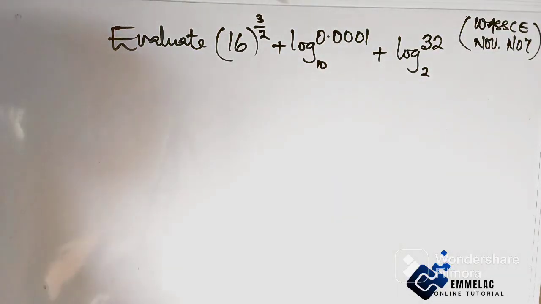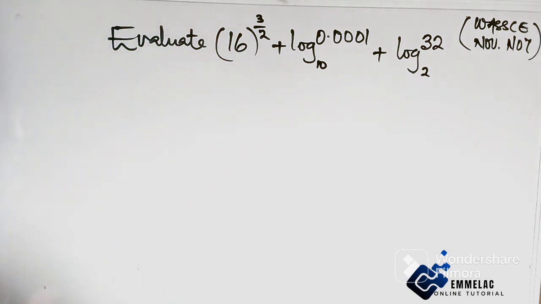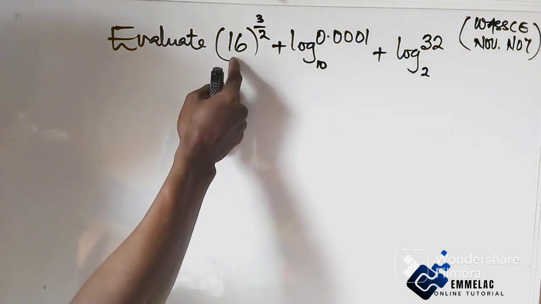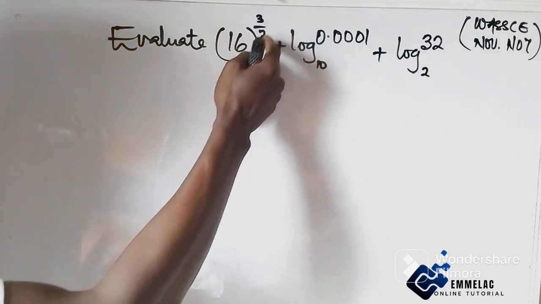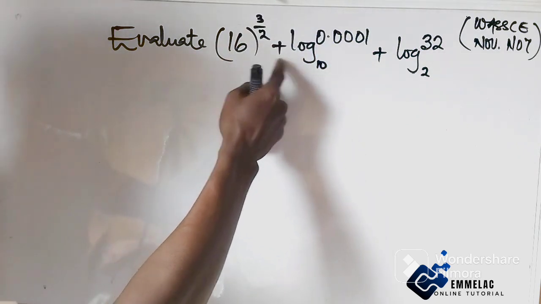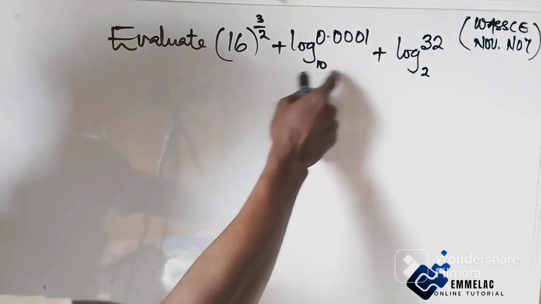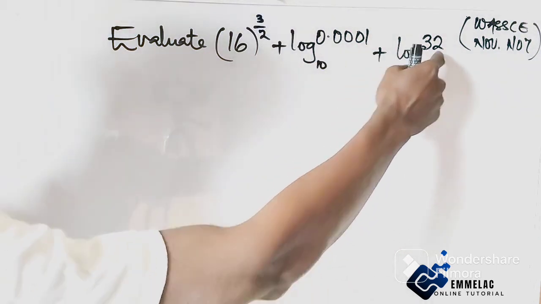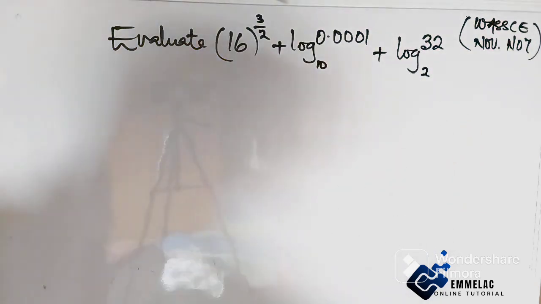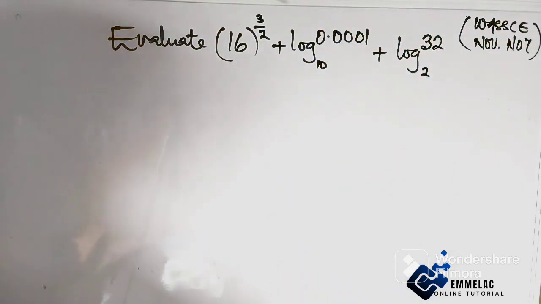Before us is question number 7 of the WAEC November 2022 mathematics question, and it says evaluate 16 raised to the power of 3 divided by 2, plus log 0.0001 base 10, plus log 32 base 2. Alright, how do you start with this?